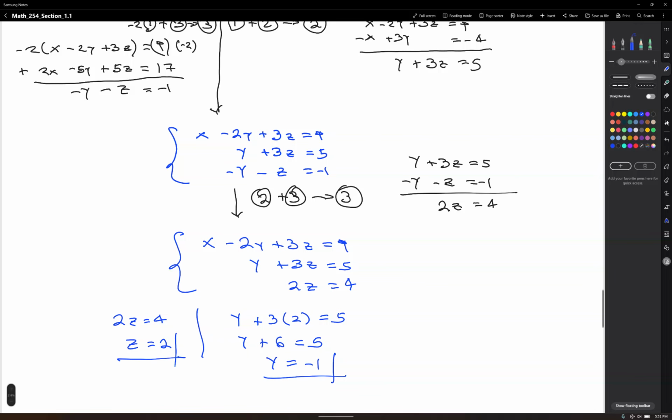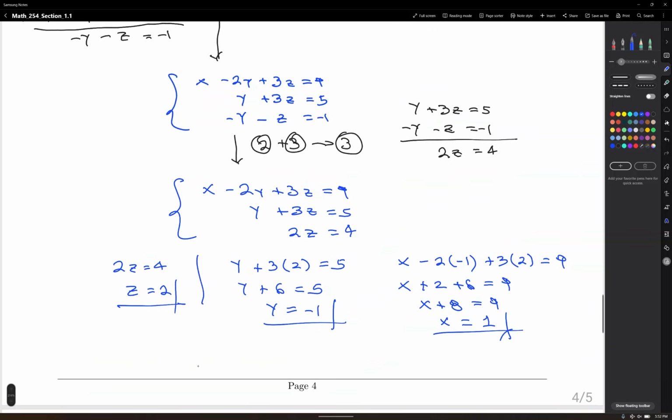Now that we know the values of z and y, we can easily go to the first equation and find x. So x minus 2 times y, which is negative 1, be careful, plus 3 times z, which is 2. And that equals 9. So what is that equal to? x plus 2, 3 times 2, is that equal to 6? Equals 9. That is actually x plus 8 equals 9. And x equals 1. All right.